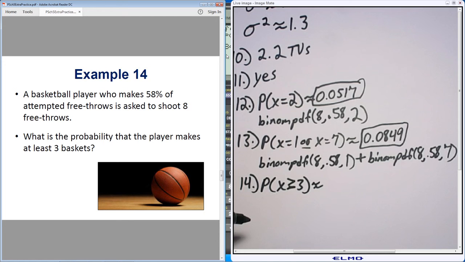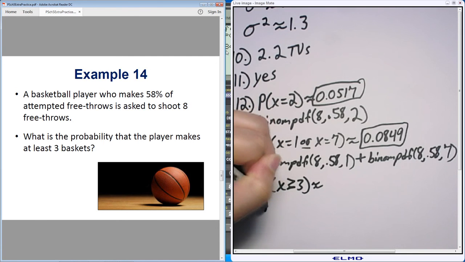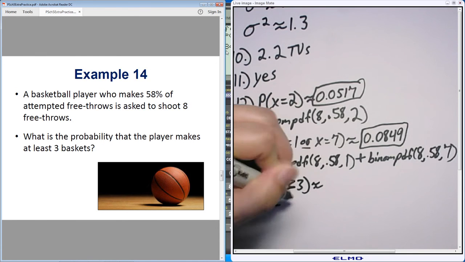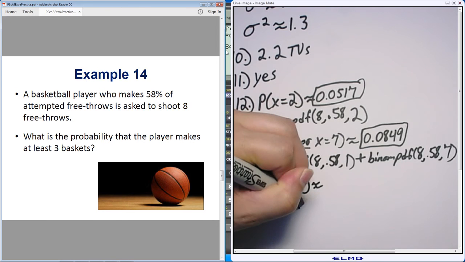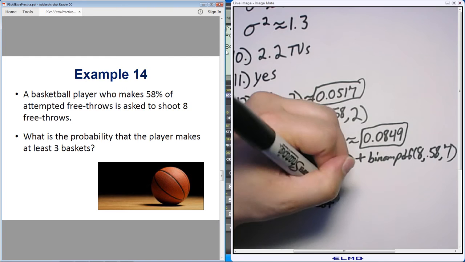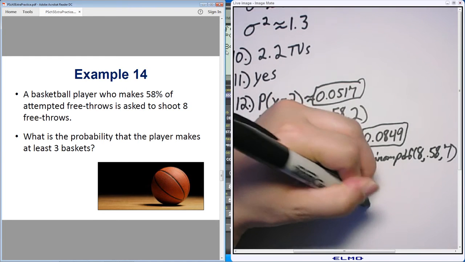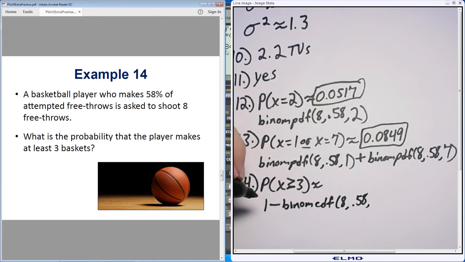All right, the calculator will not count up, so we have to make it count up for us. You do that by using the complement rule, 1 minus binom CDF. Now let's think about what numbers need to go in here. Of course, the first 2 are what we're used to. The third number is the one we got to think about.